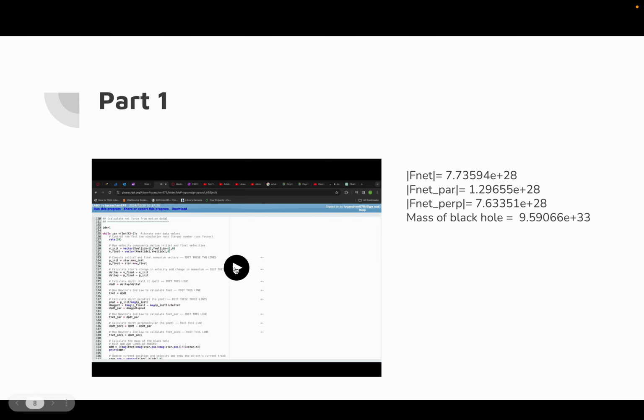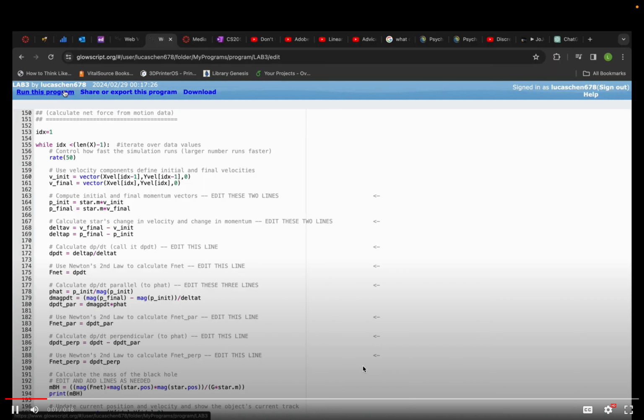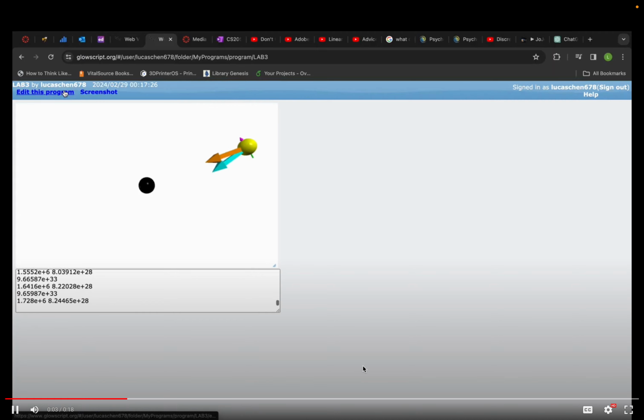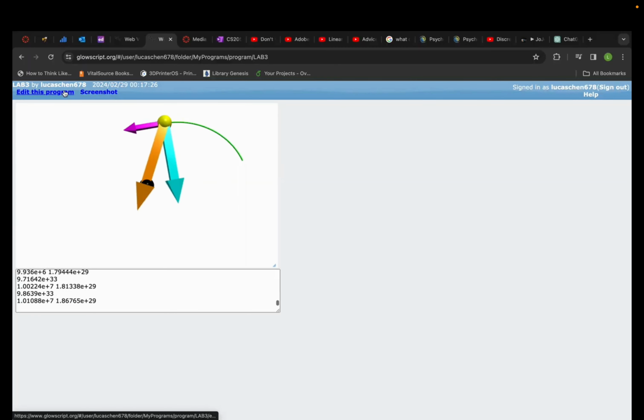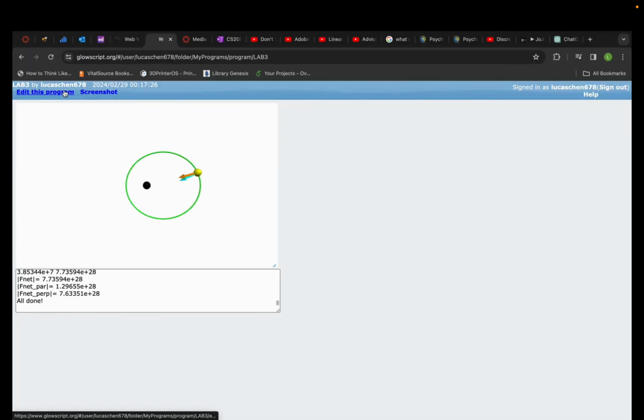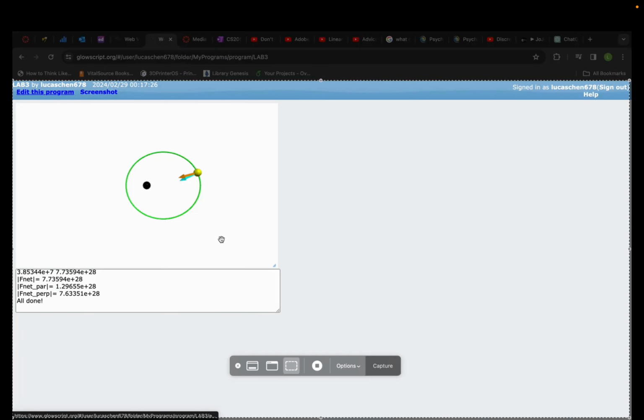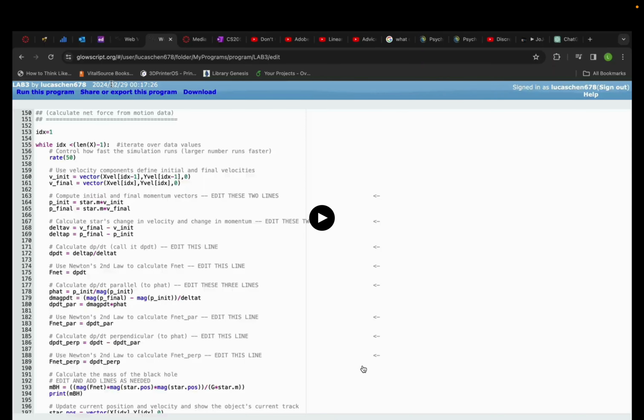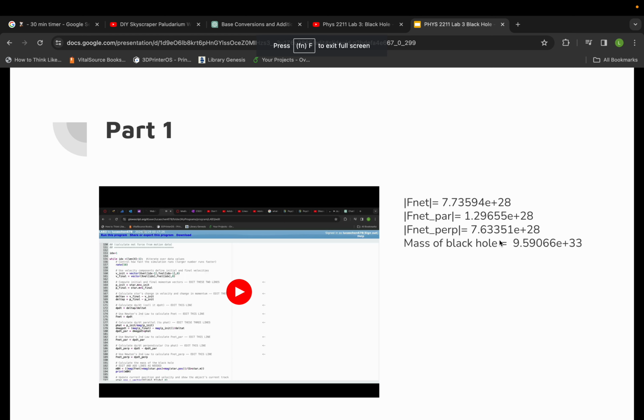And so here is what is generated. As you can see, the F net vector is represented in orange. The F net parallel force was purple, and the perpendicular force is in blue. And so after that, we found that the mass of the black hole is 9.5 times 10 to the 33 power.